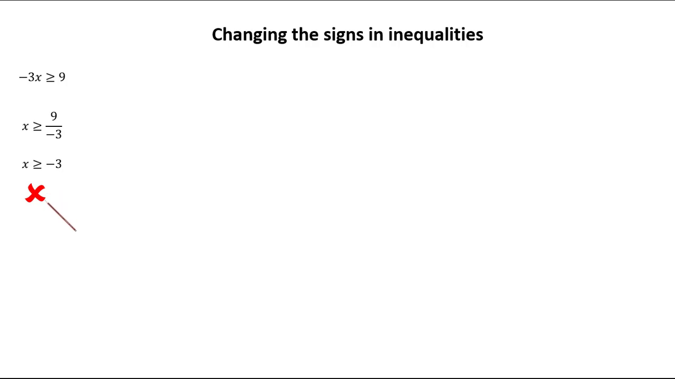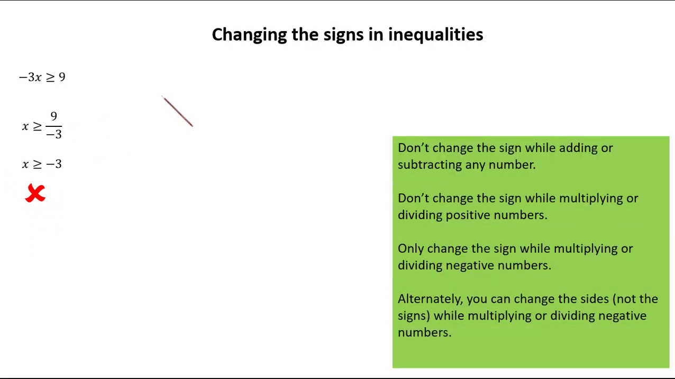But this is wrong. The reason is, when we deal with inequalities like this, you don't change the sign while adding or subtracting any number. You don't change the sign while multiplying or dividing positive numbers. So if the numbers are positive, if you're multiplying or dividing them, don't change the sign. Adding, subtracting, never change the signs. Only change the sign while multiplying or dividing negative numbers. In this case, we have divided minus 3 on both sides, so we have divided a negative number. So we need to change the sign.